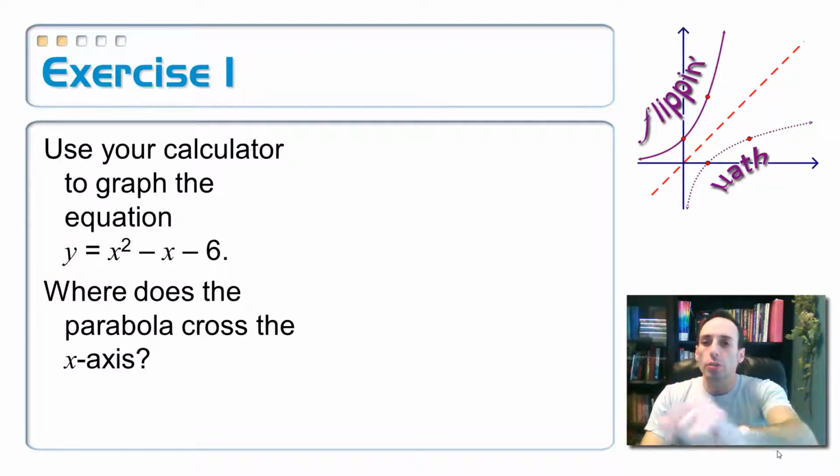So what I want you to do, if you have your graphing calculator handy, or your emulator, is go to y equals, and type in this equation, y equals x squared minus x minus 6. I'll give you a second, maybe pause that, type that in the calculator, and let's graph it. The question here is, where does that parabola, that U shape, cross the x-axis? Let me put the graph up here.